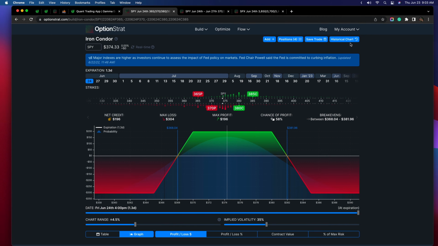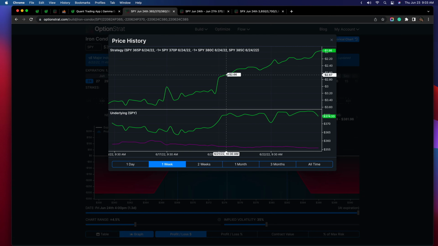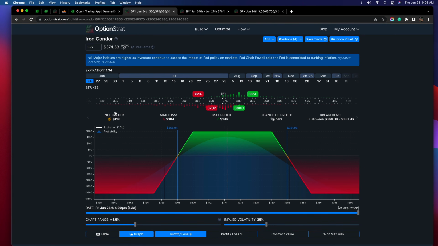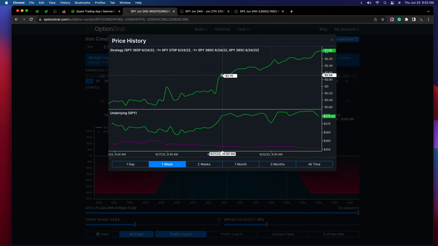Now, if we were to review and come back to the historical chart, we can see on the 21st right here, this is about 30 minutes after the market opened. If you sold this iron condor, because when you open an iron condor you're actually selling it and then looking to buy it back at a lower price, which is why it has a credit received. You're not paying to open this trade. You're actually receiving a credit to open the trade. If we look at this right here, you would have received about $2.70 in credit. And at yesterday's close, it was going for about $2.